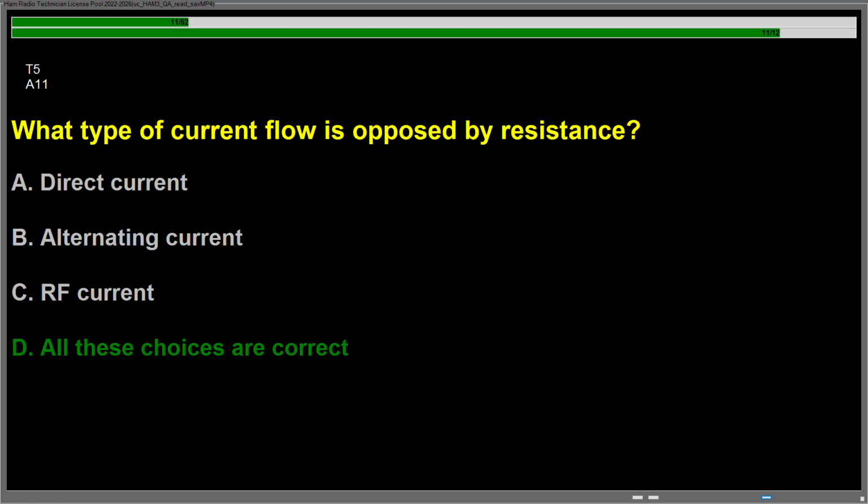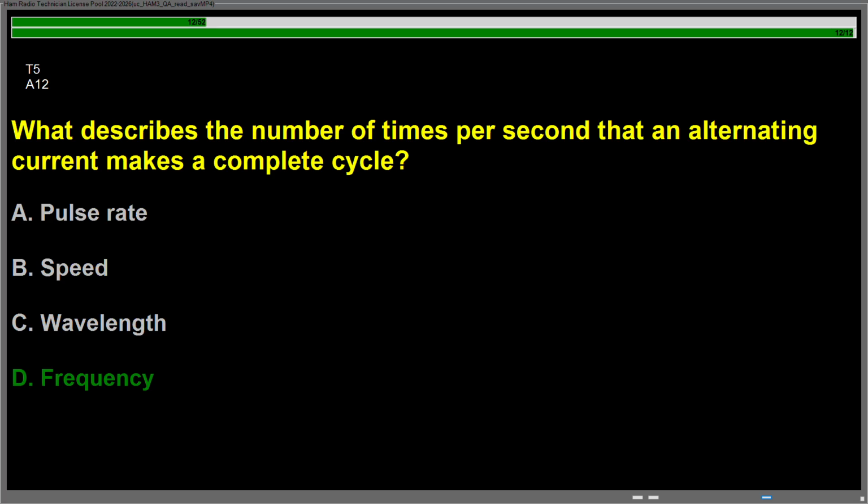Question Alpha 11, what type of current flow is opposed by resistance? Answer is D. All these choices are correct. Question Alpha 12, what describes the number of times per second that an alternating current makes a complete cycle? Answer is D. Frequency.